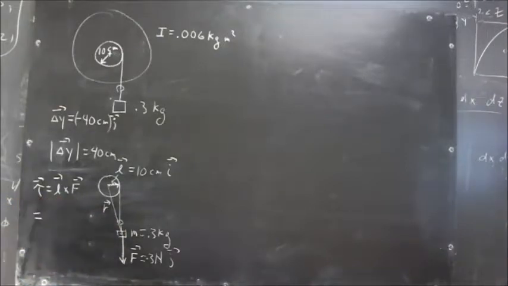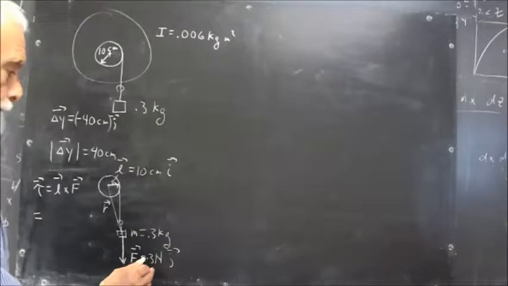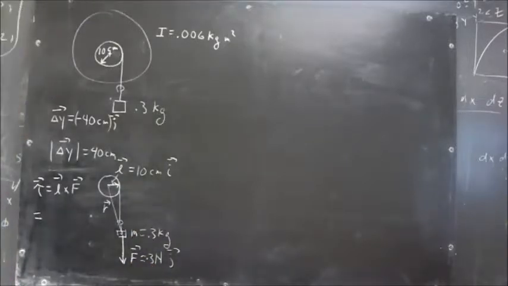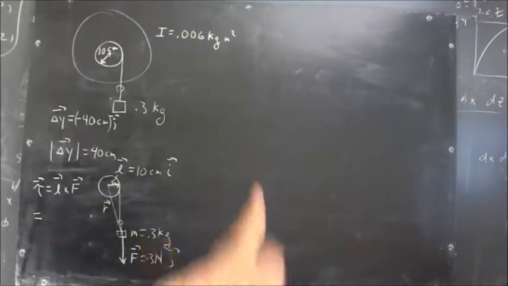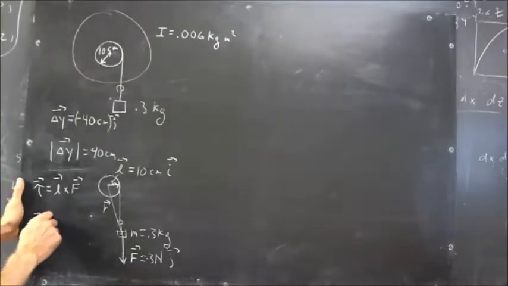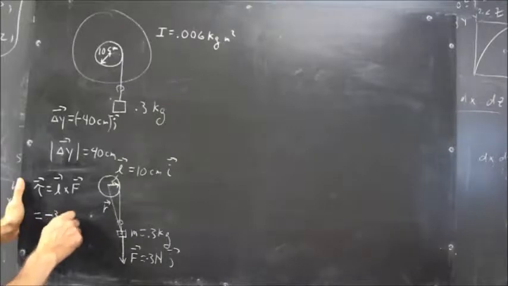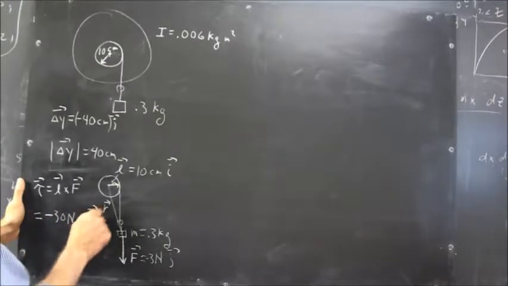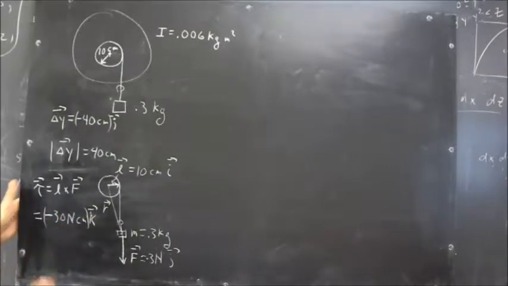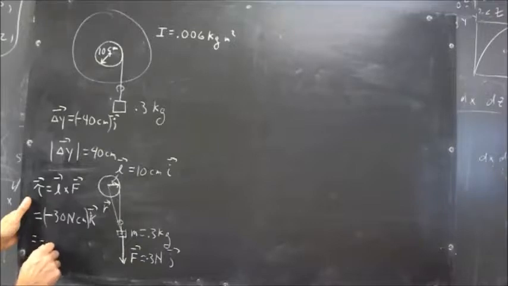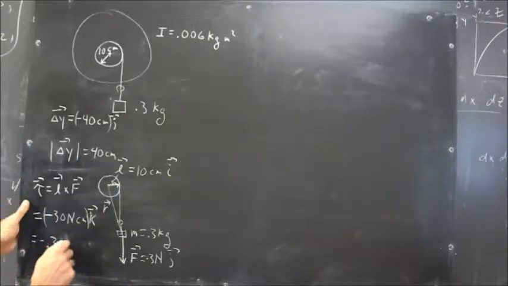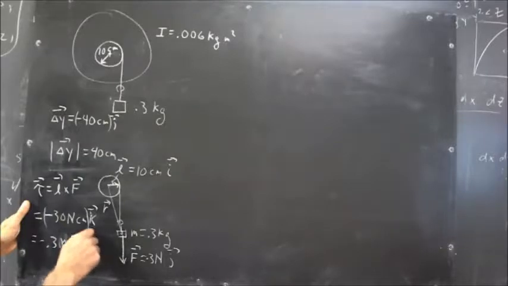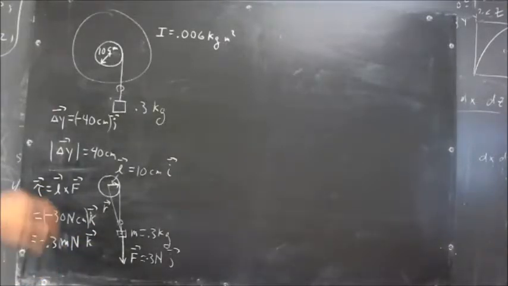So the tau is L cross F, and that's going to be 10 centimeters times negative 3 newtons, which is negative 30 newton centimeters. And then that's i cross j being positive k. I cross j, you get positive k. So we get the torque being negative 30 newton centimeters times the k vector. And of course that's going to be negative 0.3 newton... well, I don't want to call it newton meters because it looks too much like work. I'll use meter newtons times the k vector. So there's your torque vector.